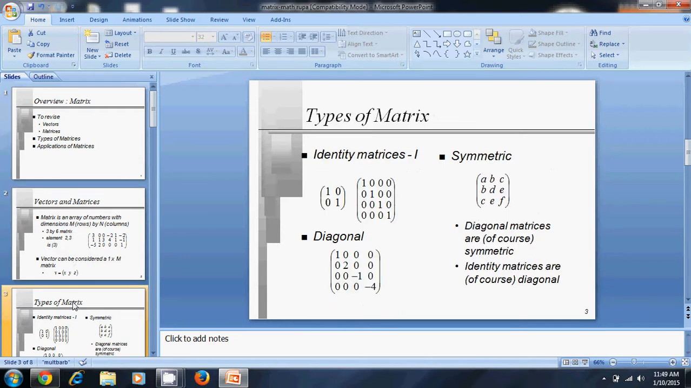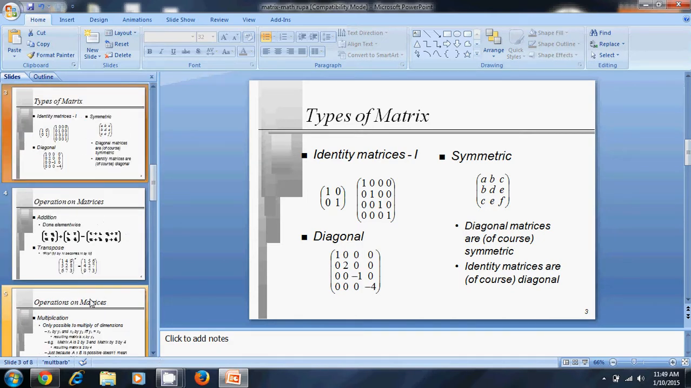So there are many types of matrix. Of these, I have only taken 3: identity, symmetric, and diagonal. Identity matrices have all the principal diagonal elements as 1, and diagonal matrices have non-zero diagonal elements, and symmetric matrices are those in which the elements aij and aji are the same. So we can say identity matrices are also diagonal matrices, and diagonal matrices are also symmetric matrices.